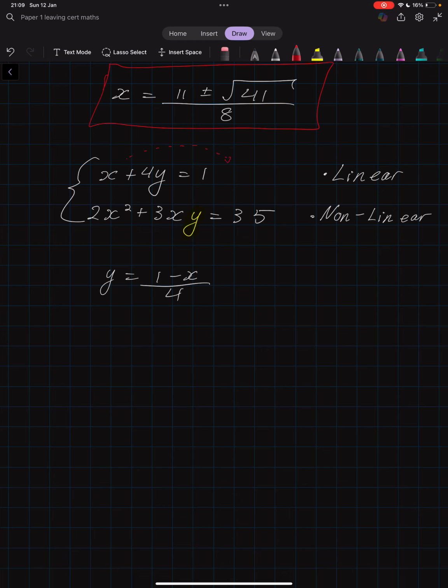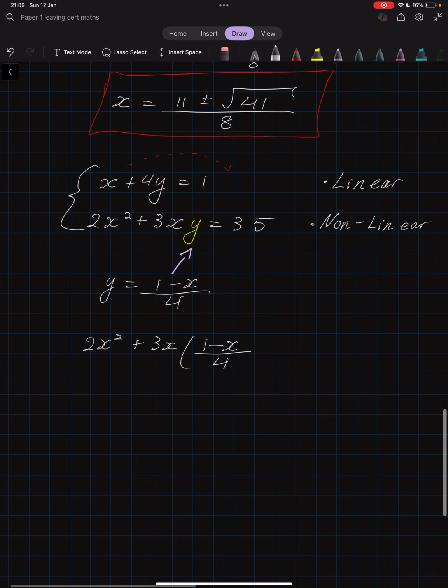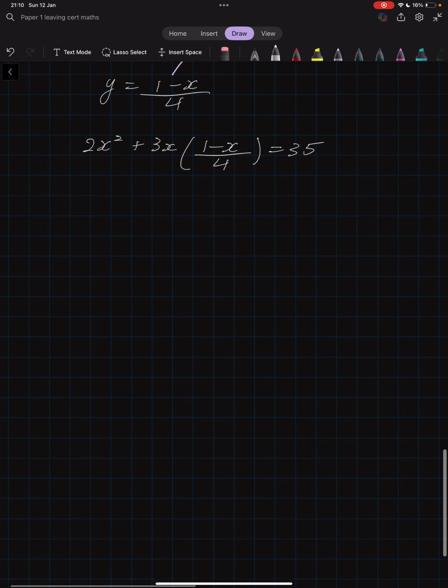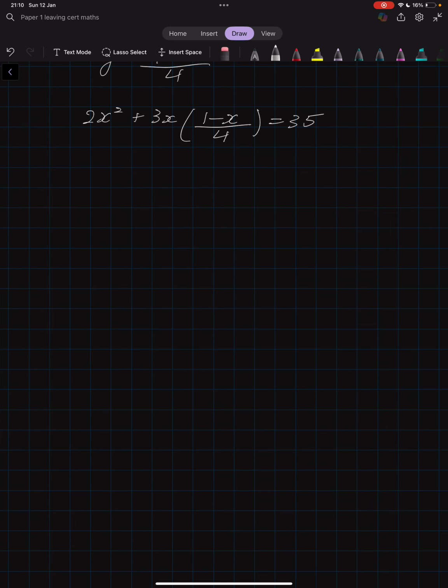So I get 2x squared plus 3x multiplied by y. Y is now 1 minus x over 4. And this has to equal 35. Okay? Now again, this 4 is quite annoying, so I'm going to get rid of it. I'm going to multiply by 4.